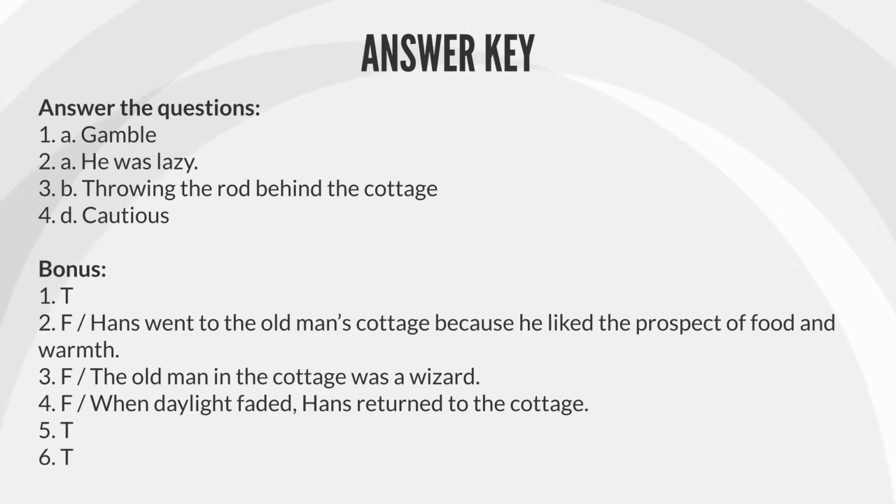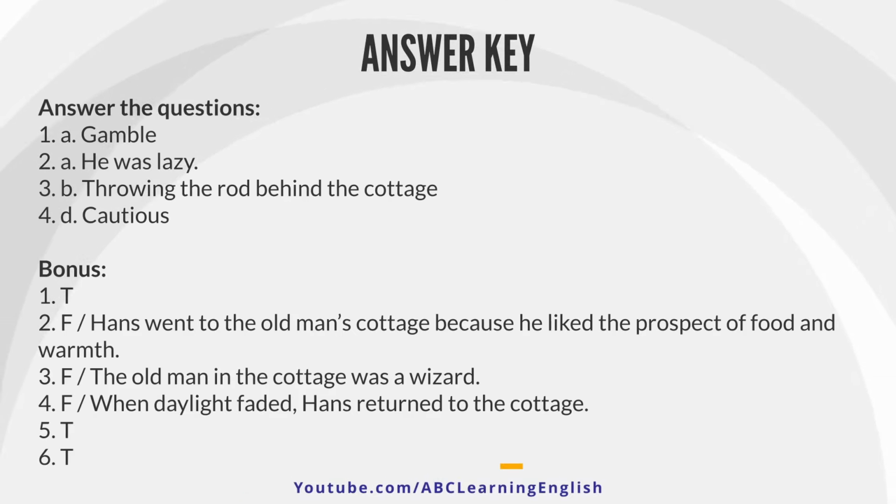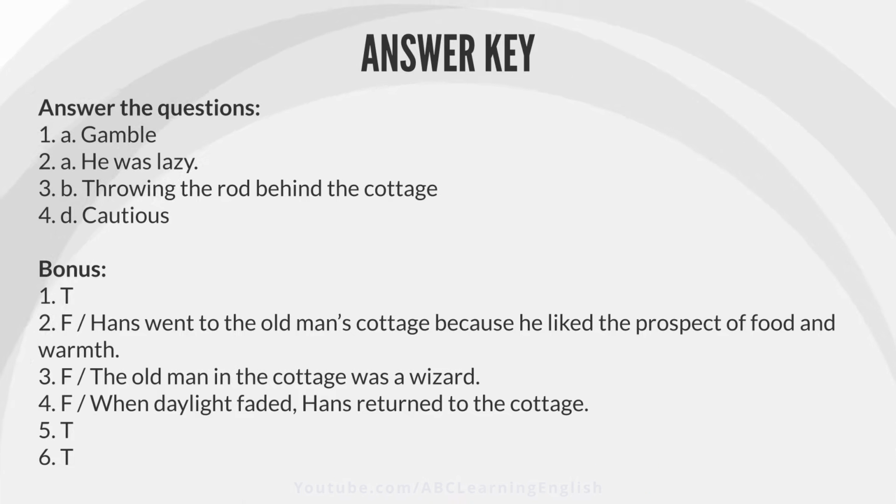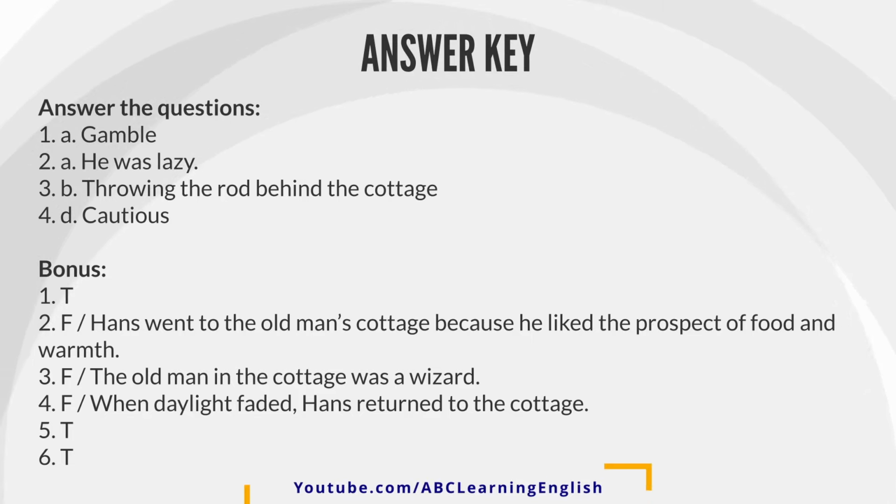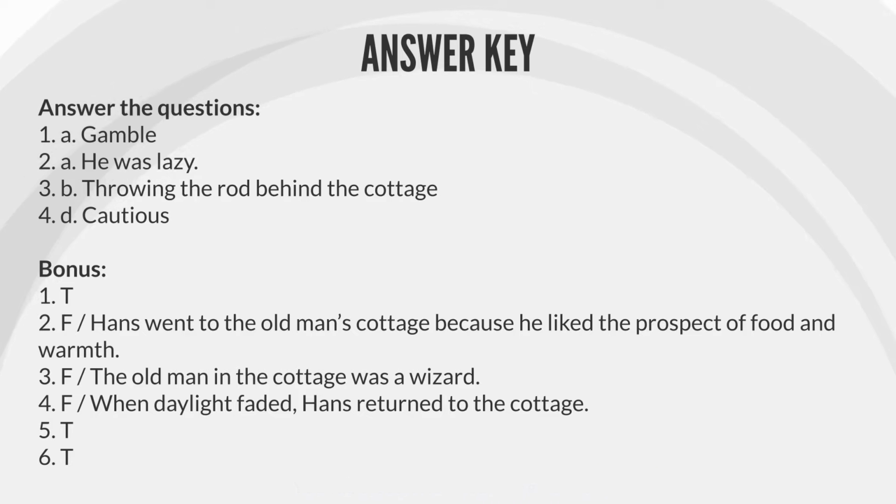Answer key. Answer the questions. 1. A. Gamble. 2. A. He was lazy. 3. B. Throwing the rod behind the cottage. 4. D. Cautious.